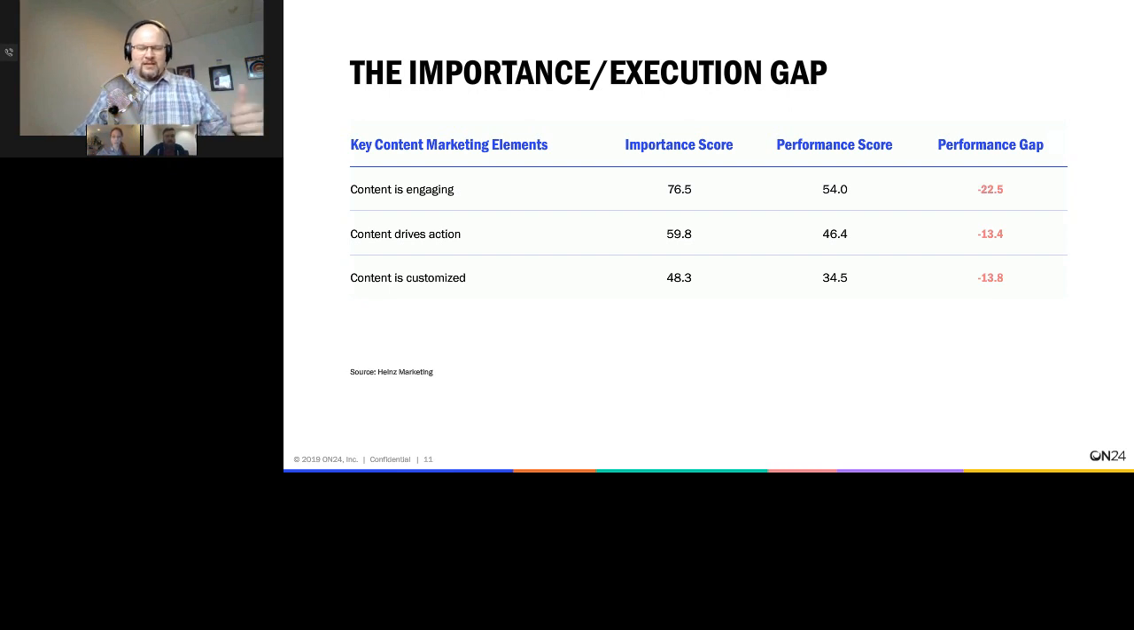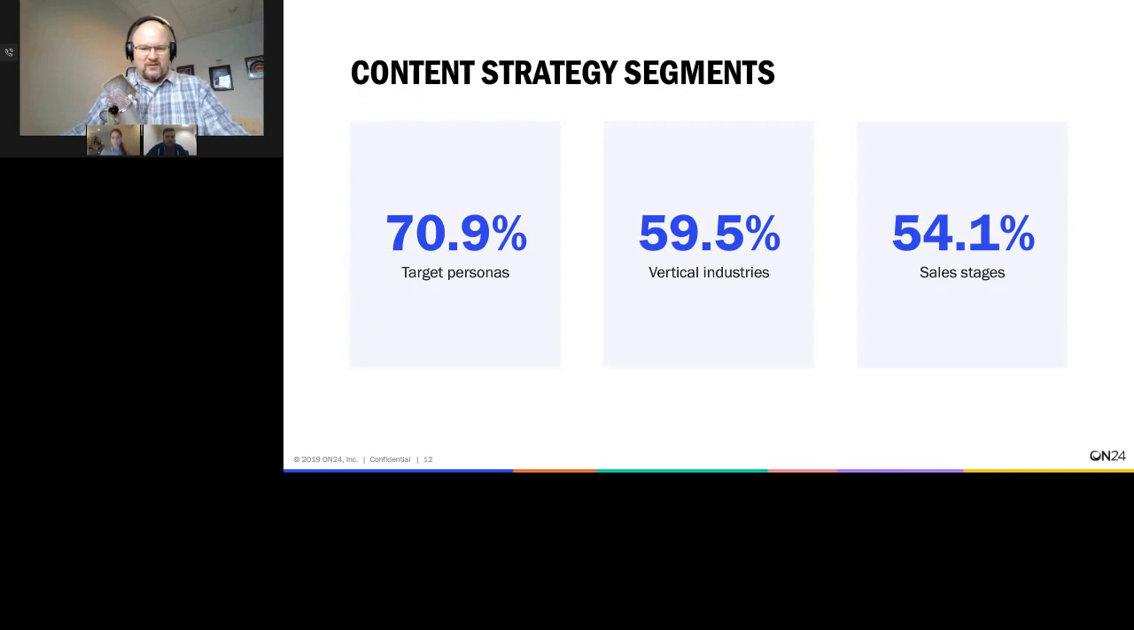But then how effective are you at doing it? We saw some pretty significant gaps. We usually see this in categories where we're asking people to step up and do something more than just produce. We're asking that production of content to be more effective. When we ask people the segments of content they're creating around, instead of just creating good content about their company, just creating good content for engagement, it's not surprising to see a high percent of people creating content around target personas.